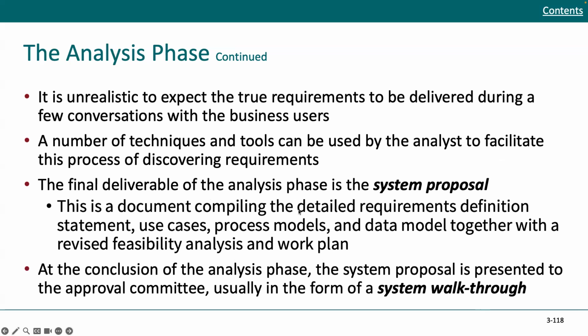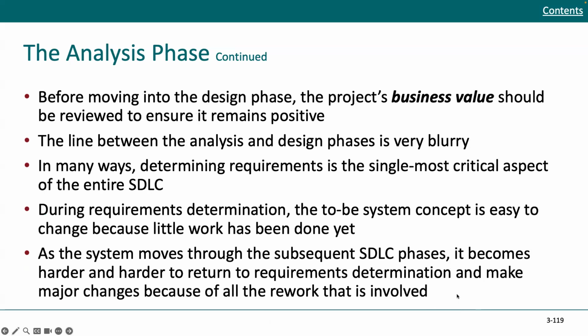The final deliverable of the analysis phase is the system proposal. So this is a document compiling the detailed requirements, definition statement, use cases, process models, and data model together with a revised feasibility analysis and work plan. So what we have at the conclusion of the analysis phase is the system proposal, and we're able to present that to the approval committee, usually in the form of a system walkthrough. So you get a kind of a day-in-the-life experience of this to-be system that you're trying to propose.